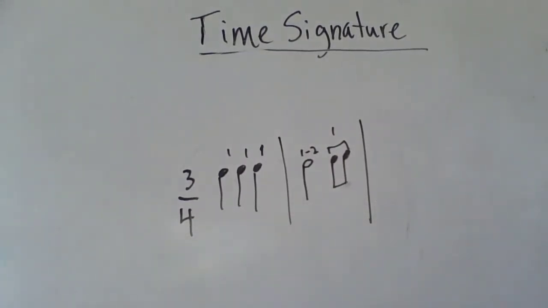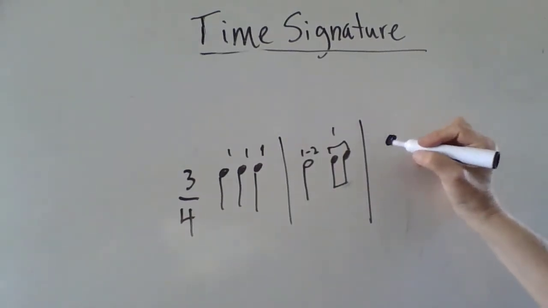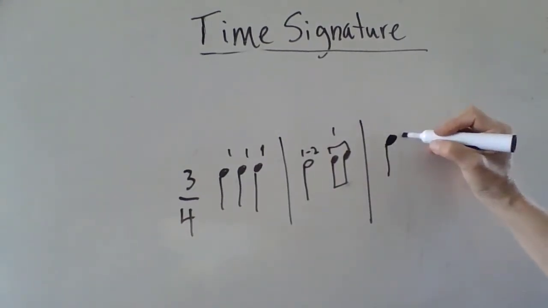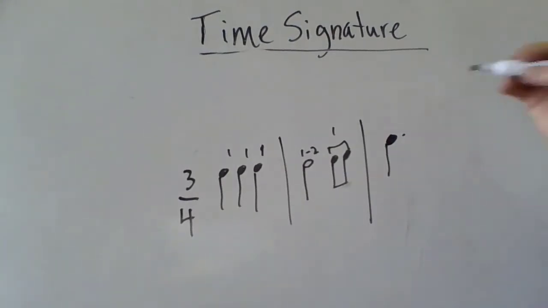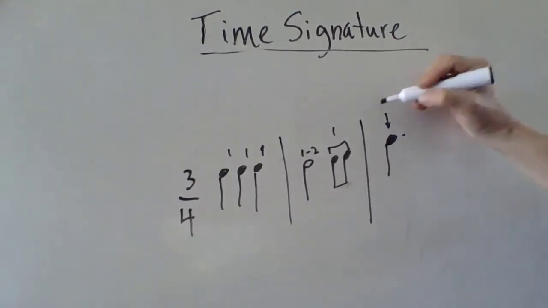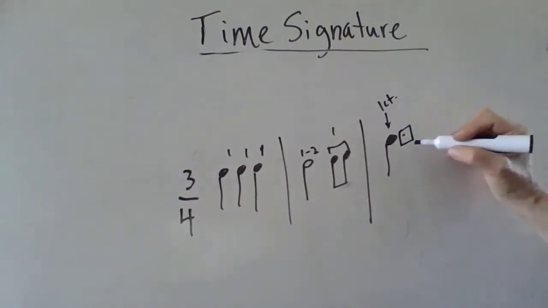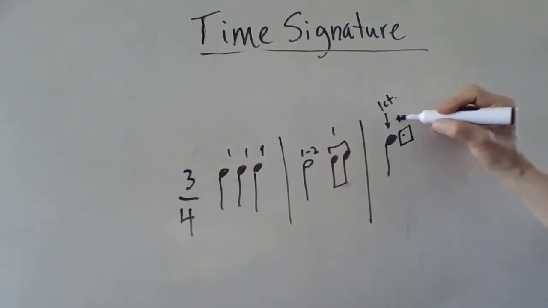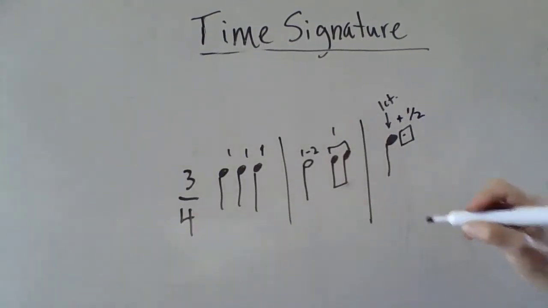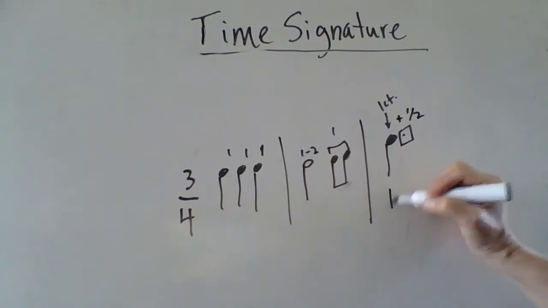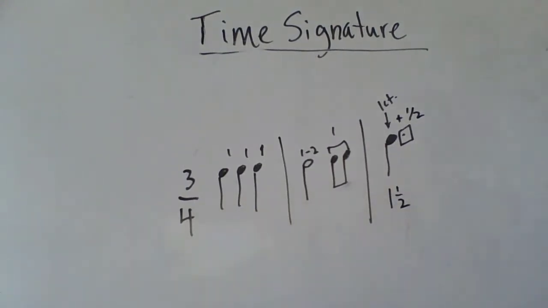In Tarantelle, we have this note that we've pointed out. It's a dotted quarter note. So this note is worth 1 count. What's half of 1? It's half, right? Half of 1 is a half, so this note is worth 1.5 counts. And that'll be important when we interpret Tarantelle and the time signature found there.